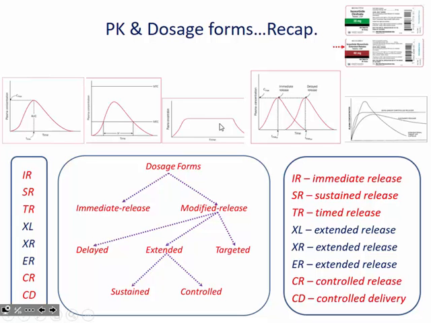Anything you modify is a modified release. If you delay the release pattern, it's called delayed release, and if you prolong the release pattern, it's extended release. And if you want to release only in a certain tissue, in our case we are interested in cancer drugs, we want to release the drug only in cancer tissue, not in normal tissues. So that's a targeted release, and so on. You should know the basic difference between immediate release and modified release, and let's go over them one by one.